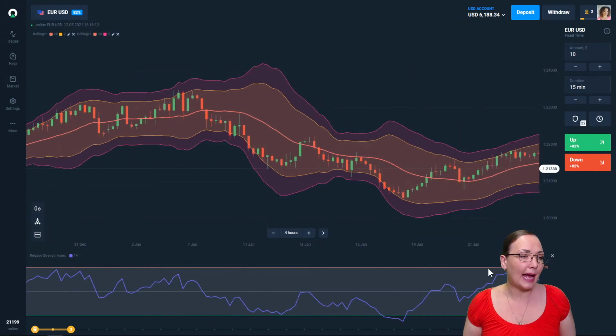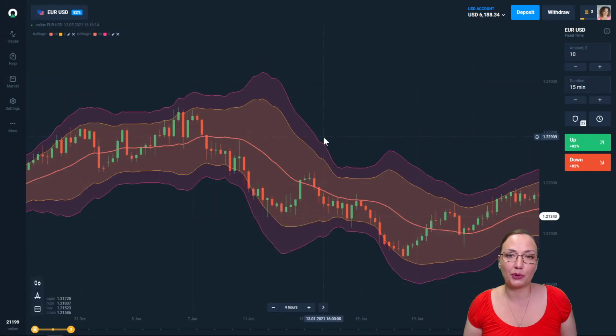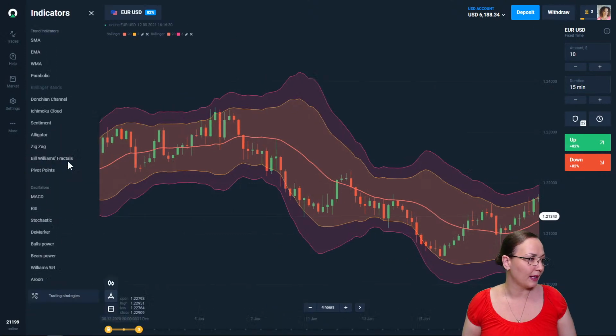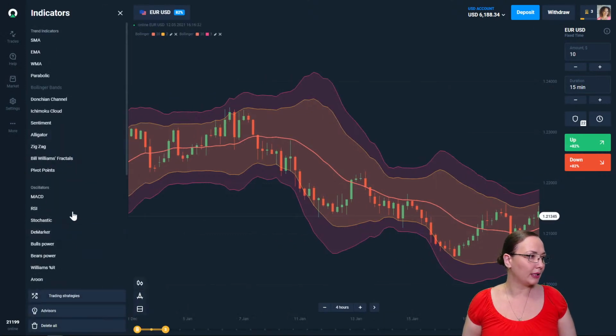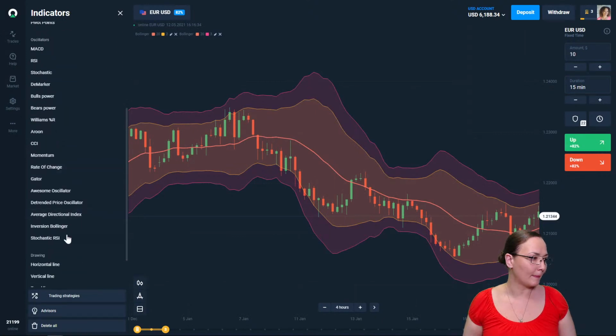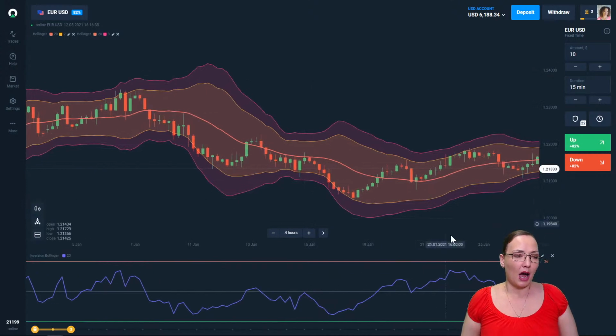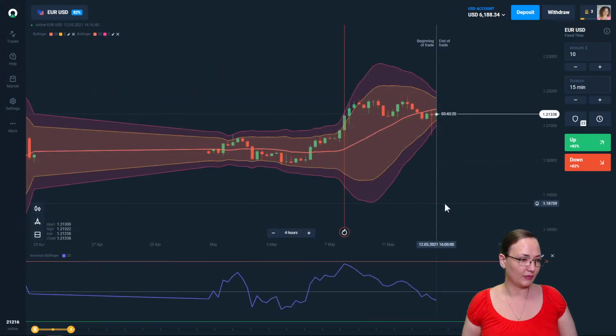Now, my friends, lastly, what I want to speak to you about today is a hybrid Bollinger Bands indicator that Olymp Trade analysts developed. It works in a similar manner, but it's displayed as an oscillator. The indicator is called Inversion Bollinger. Let me go ahead and put it on. Inversion Bollinger. Just a brief second here.